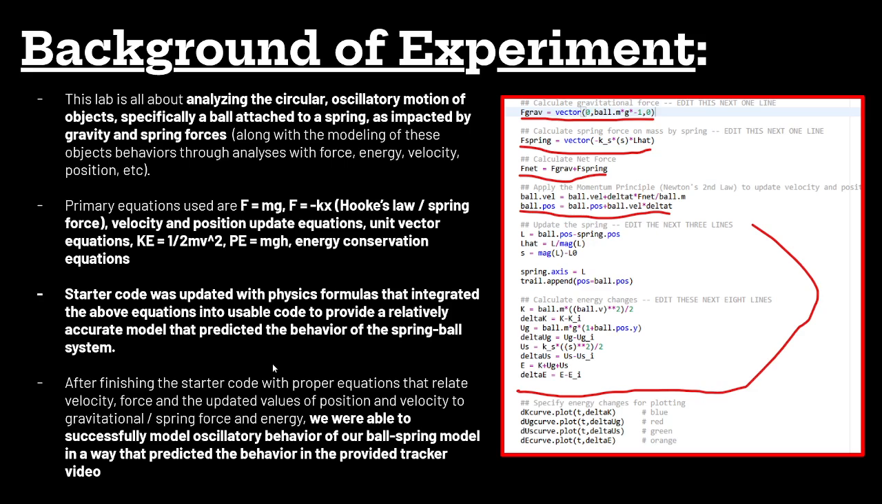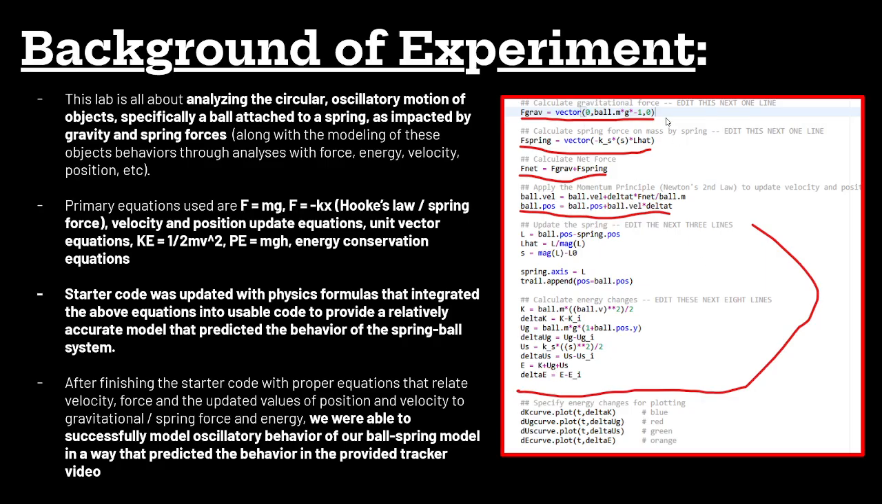For the background of the experiment, this lab was all about analyzing the circular oscillatory motion of objects, or a ball attached to a spring, as impacted by gravity and spring forces. The primary equations used to produce this model were gravity, Hooke's law, velocity and position update equations, and the unit vector equations, along with kinetic energy, potential energy, and then the energy conservation equation. The starter code was updated with physics formulas that integrated the above equations into usable code to provide a relatively accurate model predicting the behavior of the spring-ball system from Tracker. After finishing the starter code with proper equations, we were able to successfully model this behavior.